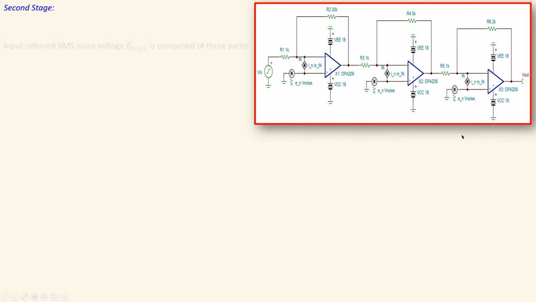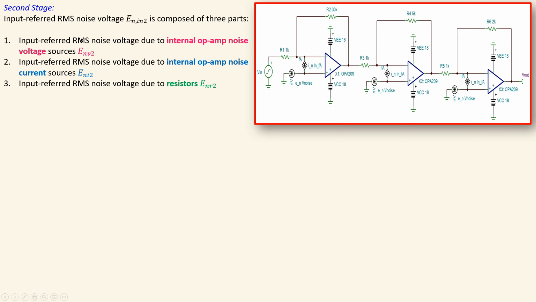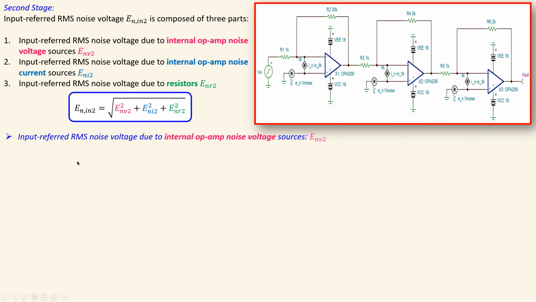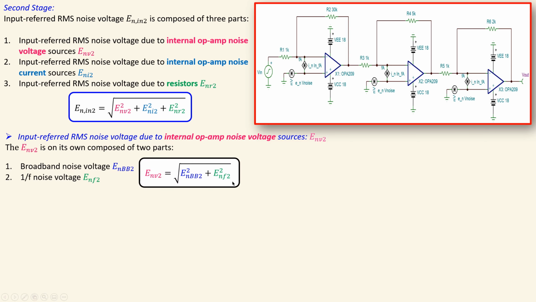Now second stage, again we have the input referred RMS noise voltage composed of 3 parts. I will go a little bit faster because we have seen this already. This is again the input referred RMS noise voltage due to the internal noise voltage source of the op-amp and also the internal noise current source of the op-amp, and also the resistors R3 and R4 will contribute at the input. So these will all add together using the root sum of squares. Then you have the contribution by the noise voltage source of the op-amp. Again, it is composed of 2 parts, the broadband and then the 1 over F noise part. Using this formula, you will have the effective value of these two.